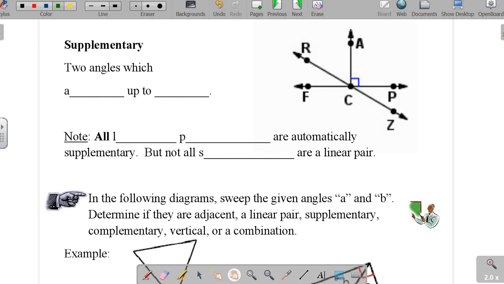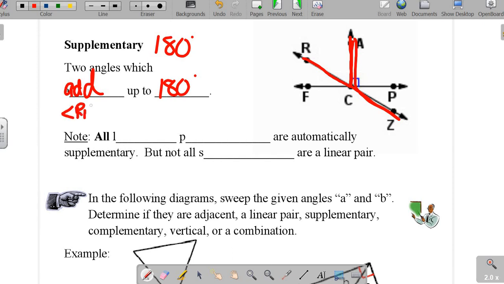Last word, supplementary. Two angles that add up to 180 degrees. For example, RCA and ACZ would be considered supplementary.